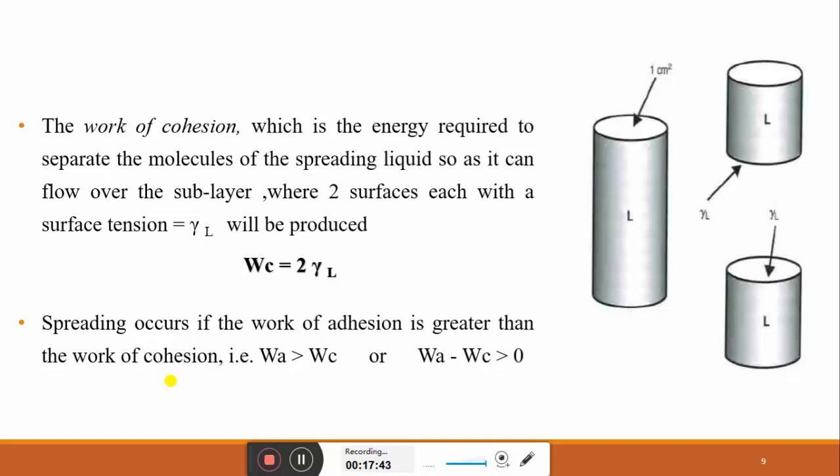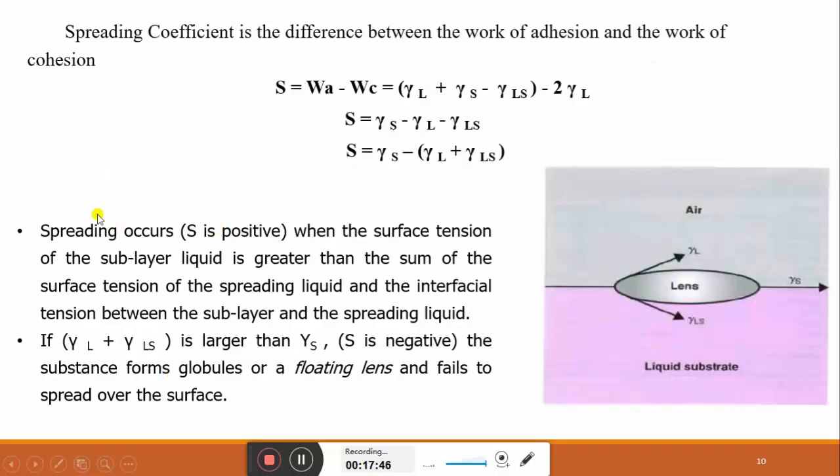Then only spreading occurs. So what is the meaning of spreading coefficient? Spreading coefficient is the difference between work of adhesion minus work of cohesion. So WA minus WC, this terminology is called the spreading coefficient. We have put up the equation for work of adhesion and work of cohesion over here. So finally we have the equation gamma S minus gamma L plus gamma LS.